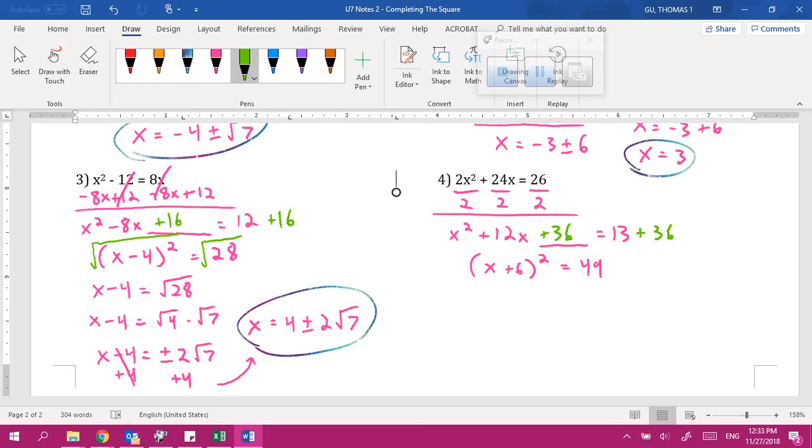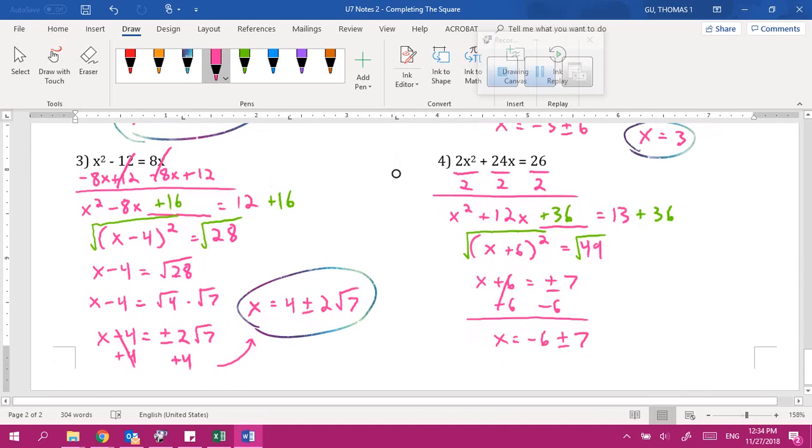Now we're going to solve for x. What do we need to do? Square root. X plus 6 equals? Plus or minus 7. And then? Minus 6 from both sides. X equals negative 6 plus or minus 7.